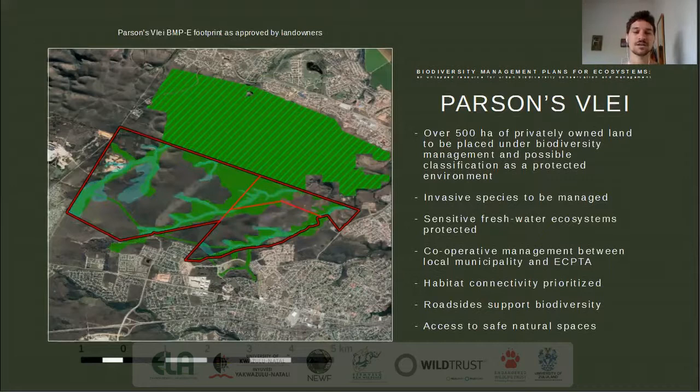So after negotiating with the landowners and finding out what their developmental goals are, we've settled on a BMP-E footprint that targets protecting the freshwater ecosystems as well as sections of the Algoa sandstone fynbos. As part of the BMP-E, we intend to include a road buffer to promote connectivity amongst the various portions of the properties that are going to be under protection.